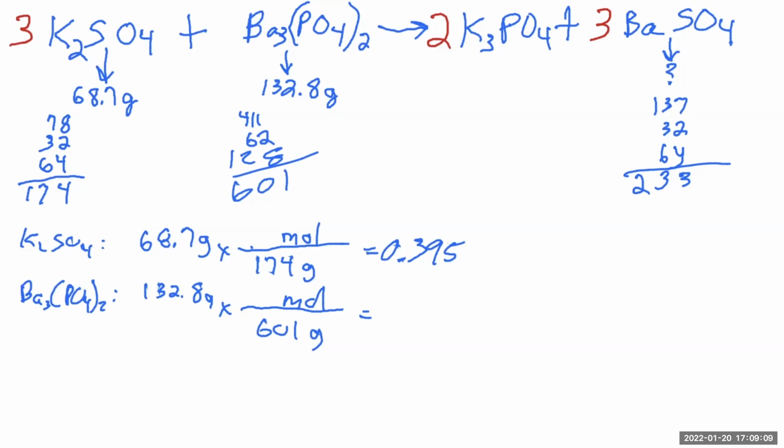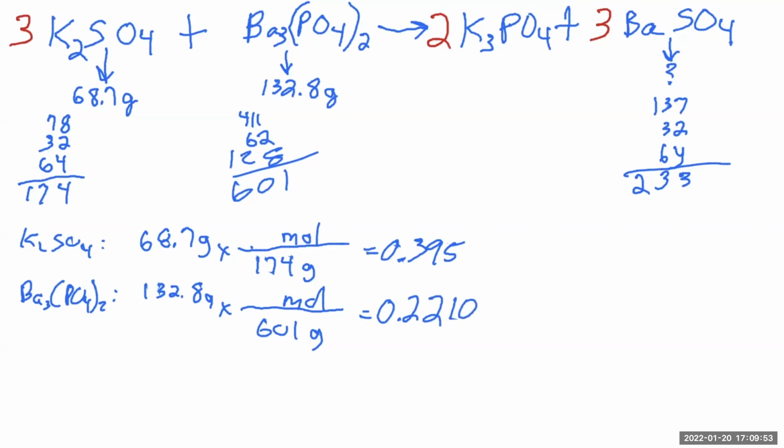Okay. Barium phosphate is 132.8 divided by 601. Comes out to 0.221. Wait a minute, that's 4 digits for this one. 0.2210. This rounds up to 0.2210. All right, there are our numbers for our moles.